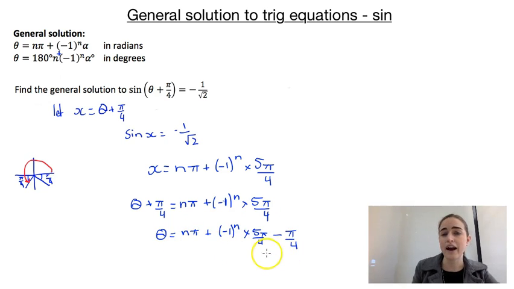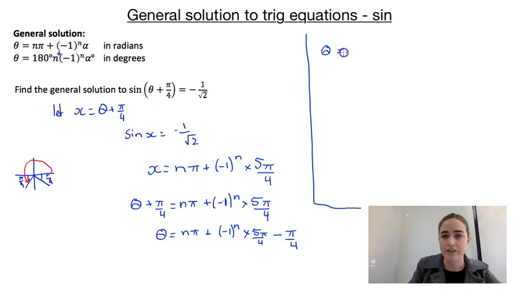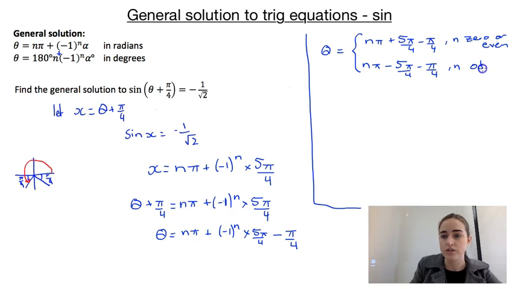All right, now we could leave our answer there, and that is correct, but we could also split it up into our even cases and our odd cases, and then simplify those. So if we do that, we're going to have theta equals, and we'll put our curly bracket in. So we're going to have n pi plus 5 pi on 4 minus pi on 4, and that's for n is 0 or even. Now when n is odd, we're going to have n pi minus 5 pi on 4 minus pi on 4. So that's n is odd.